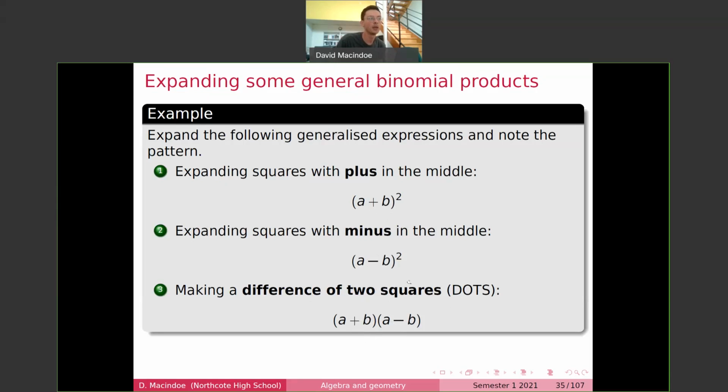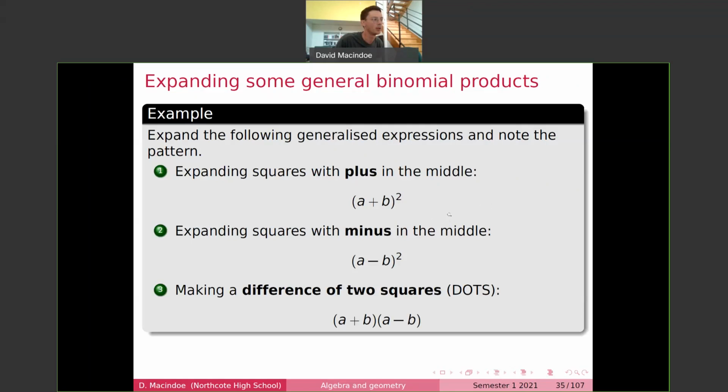You may well have seen this one before, where we've got A plus B in brackets times A minus B in brackets. If you haven't come across these patterns before, if they don't seem familiar, I would recommend pausing the video and expanding these by hand using that distributive law. Say with A plus B all squared, it might be easier to write it out as A plus B in brackets times A plus B in brackets, expand it out, see what you get. And then once you're ready, press play on the video again and you can see me explain the patterns.